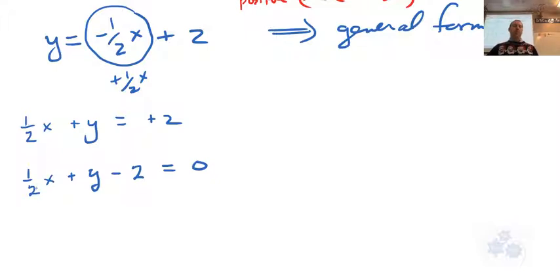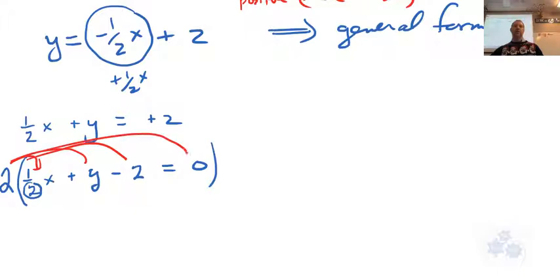Now if you want to make this a whole number, you can. And what you ought to remember is that you can multiply every term on both sides of an equation by any value, and it won't change the equation. All it will do is change the look of it. So what we're going to do is multiply by whatever the number is in the denominator of the fraction. That means every single term I'm going to multiply by. So this term, this one, and even the 0. And so 2 times 1/2 is plain old x. 2 times y, 2y. 2 times negative 2 is negative 4. And 2 times 0 is still 0.